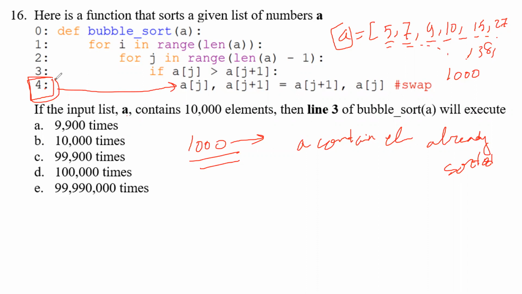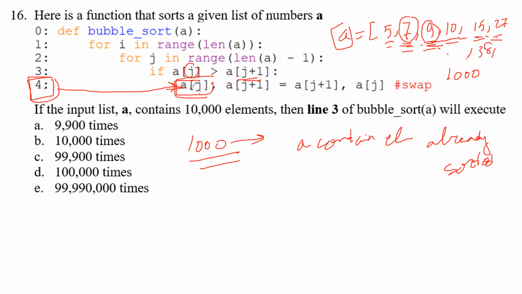So the answer is going to be, who has an idea? So look at it. When I'm going to be in this line here, when will I go, if what? If A J greater than, let's say this is A J, and this one is going to be A J plus 1. Do you think, I said sorted, do you think this one is going to be greater than this one? No. So am I going to go here? No. Do you think this one is going to be greater than this one? Do you think this one is going to be greater than this one? So how many times am I going to go here?